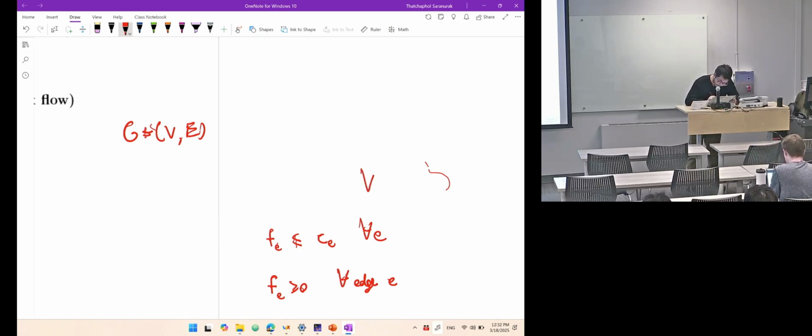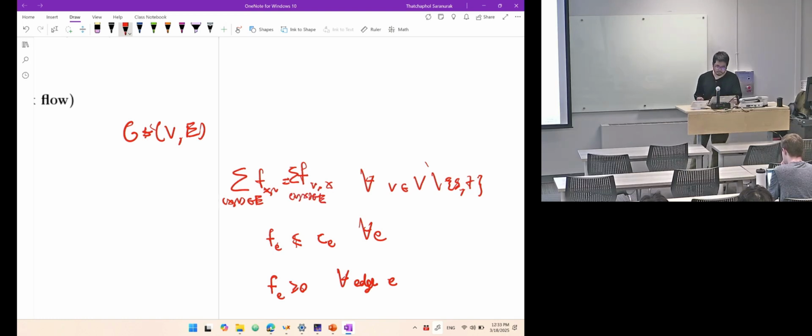And we also have that for every node which is not S and T, the sum of f over edges (x, v) in E needs to be equal to the sum of f over edges (v, x) in E.